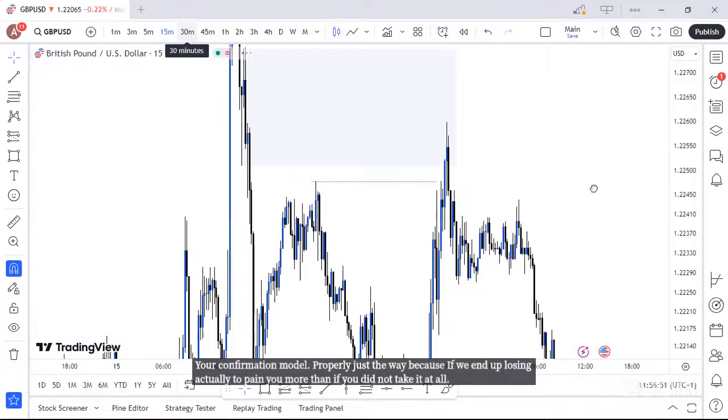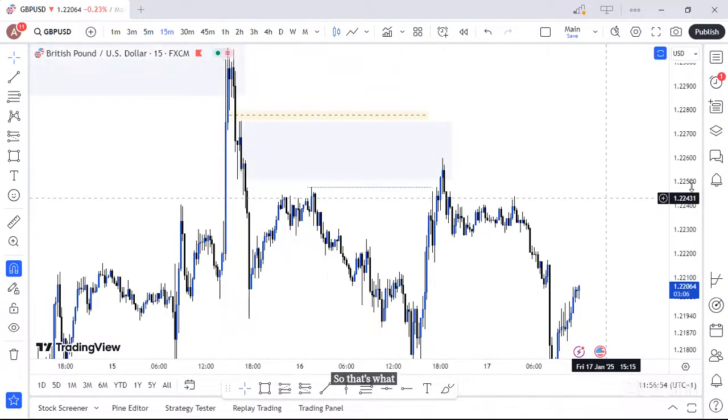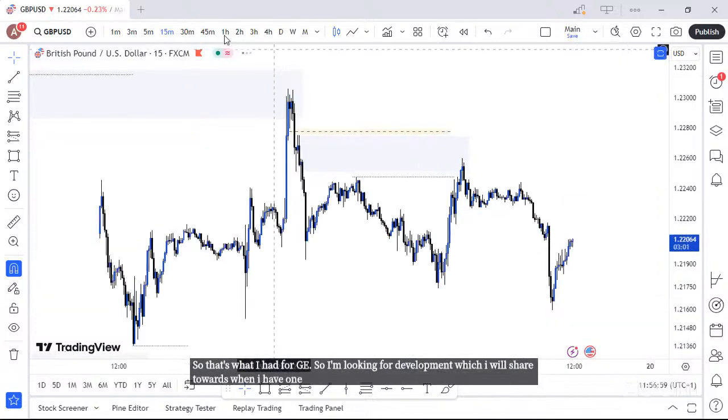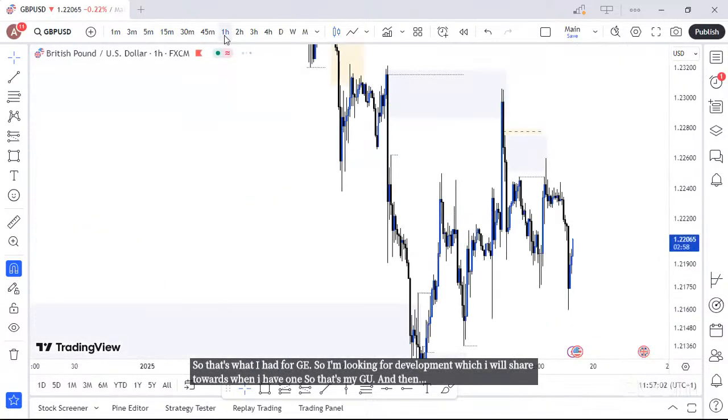So that is what I had for GU. So I'm looking for development, which I will share with us when I have one. So that's my GU. And then gold.